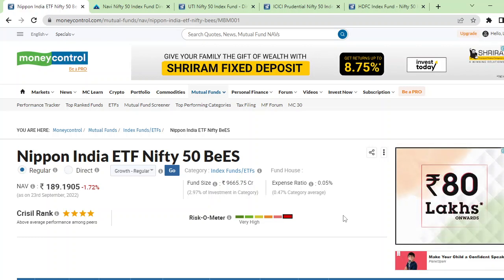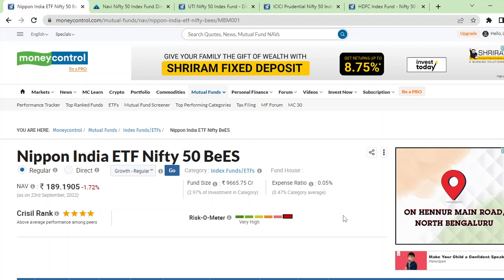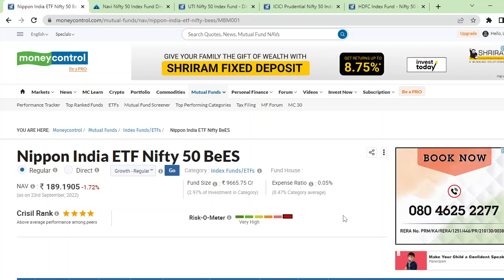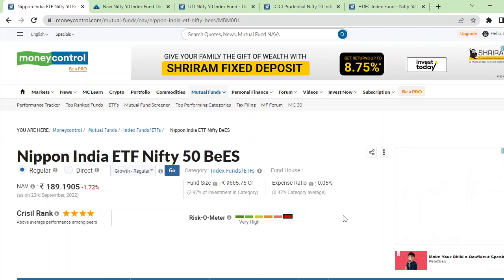And the third thing is what we call the tracking error. All the Nifty Bees or Nifty index funds track the performance of the Nifty. The 5 funds I have selected have a low tracking error.